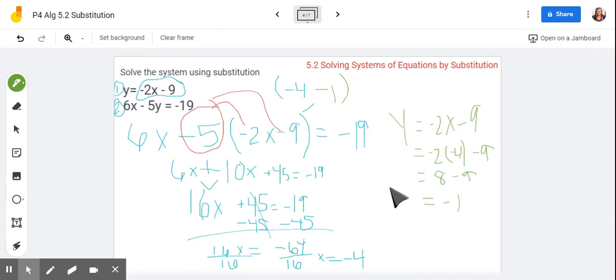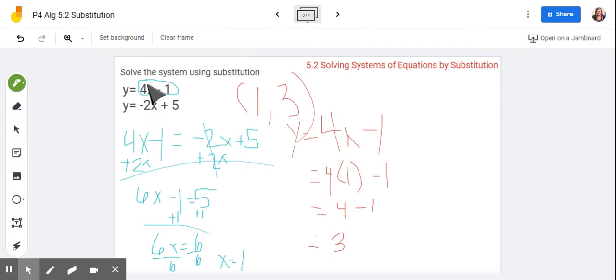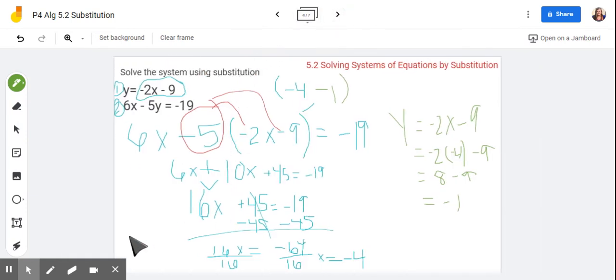So you're only going to have about 3 problems on your homework that are this type. The rest are going to be giving you 2 equations in the y equals form. So that is how you'll do 5.2 substitution. It's very important that you show your work for this, because if we don't see your work and know where you're making mistakes, if you just give your answer as an ordered pair, it's a little bit hard for us to see where you went wrong.